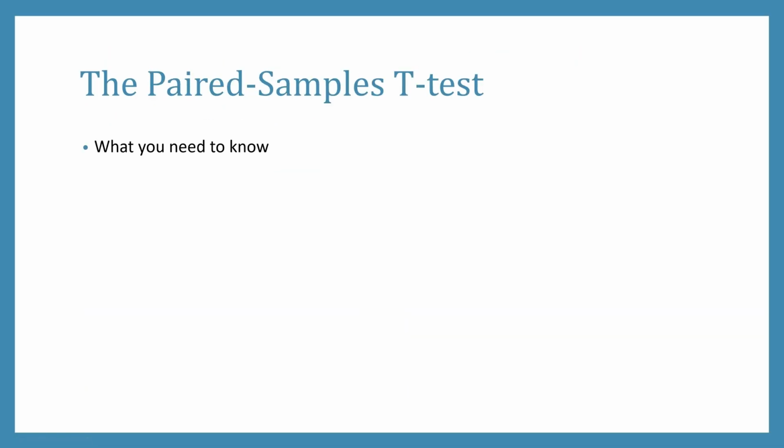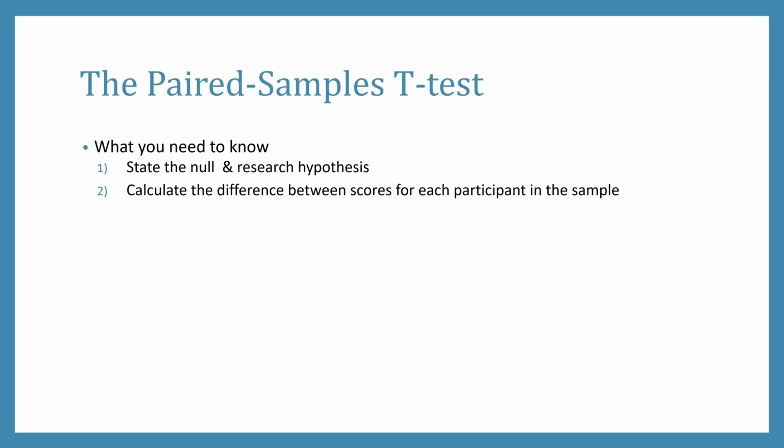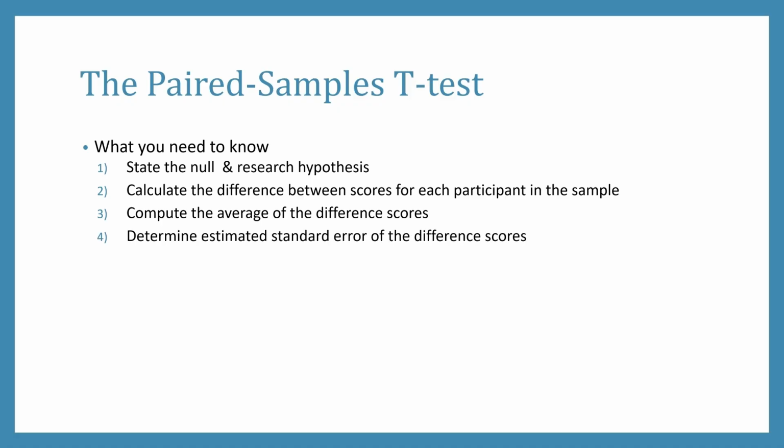For doing the paired samples t-test, here are the things that you will need to know. First, you need to know the null and the research hypothesis. This will give us some orientation for what we're testing and what we're comparing. The second step is we will need to calculate the difference between scores for each of our participants in the sample. For number 3, we need to figure out on average how much did each person differ. And then finally, to give us context for what that average difference means, we have to understand a little bit about the variability in the sample through the estimated standard error of our difference scores.